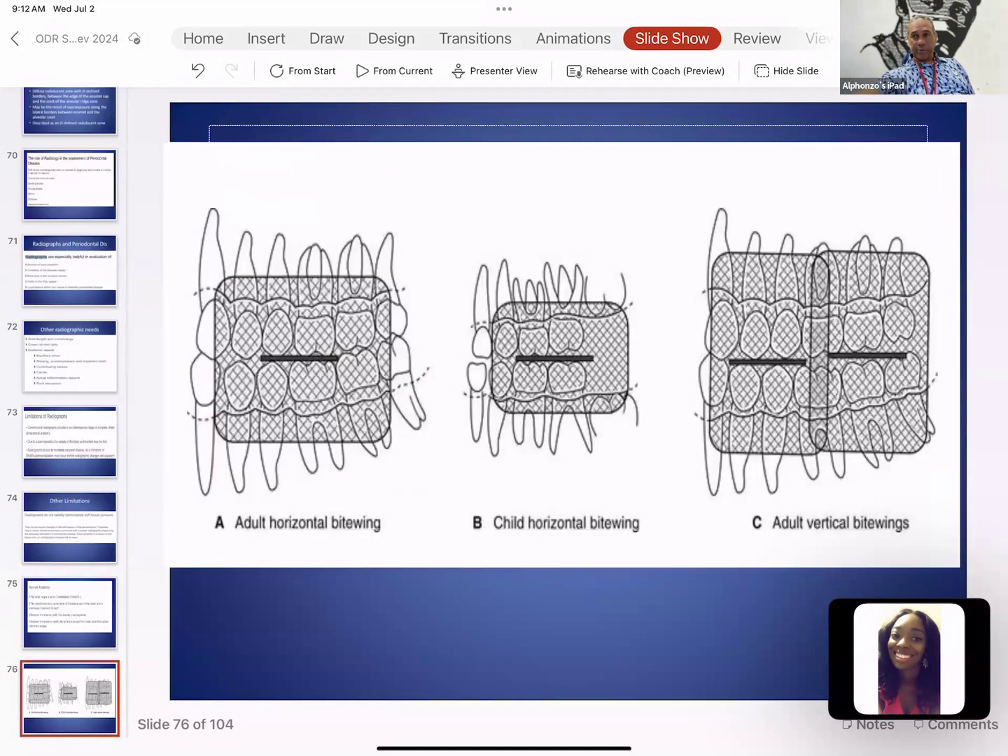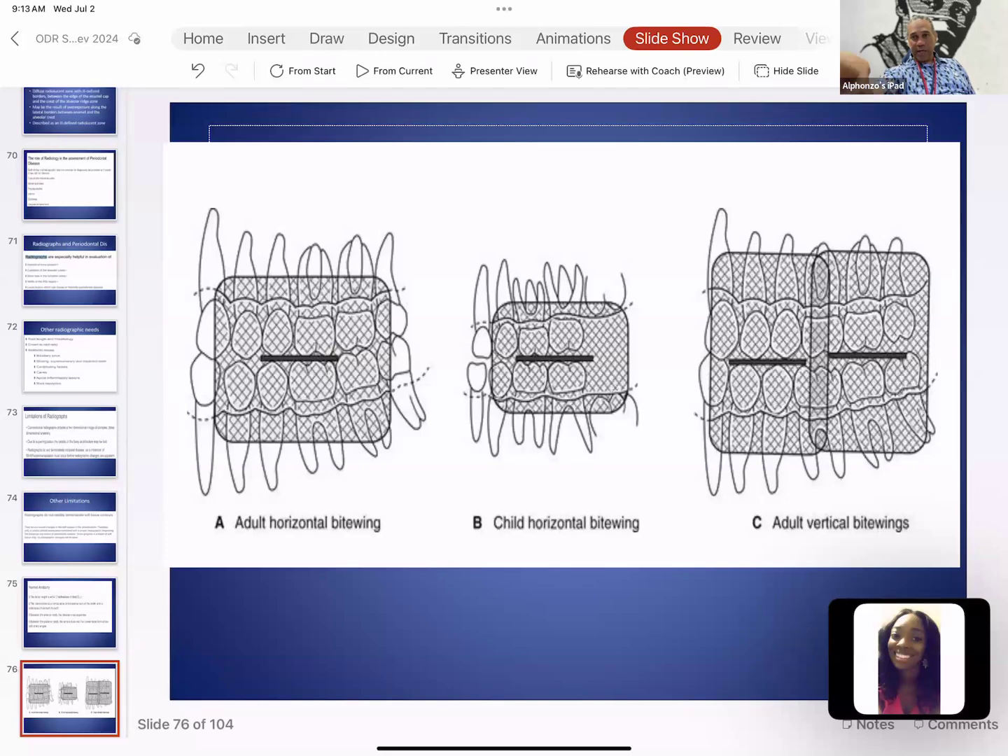Anyway, between the posterior teeth, the lamina dura and the crest of bone form a box with sharp angles. Okay, here's a shot of bite wings. There used to be, well, we won't get into that. Here we have the adult bite wing, and you get three to four teeth on a bite wing shot.